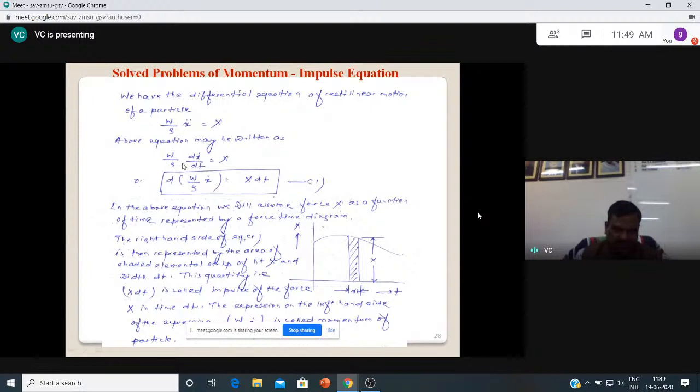Because the mass is constant here. If we take a satellite, when it is reaching a particular level of orbit, the mass is changing. In that case, when the mass is changing, this cannot apply, because this conversion is only possible if the mass is constant. If it is variable, this is not correct. That's why you have to see those assumptions.